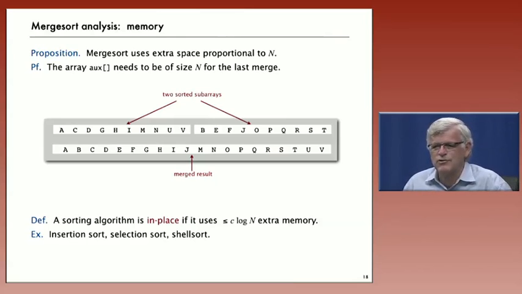And insertion, selection, and shell sort were in place. They don't use much extra memory. But with merge sort, you can only sort really half of what you can fit in memory, because you need that auxiliary array for the other half.